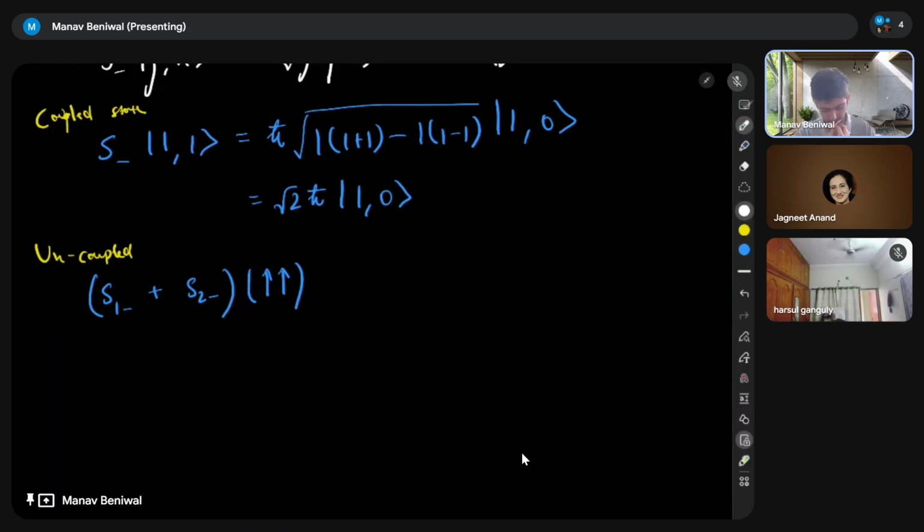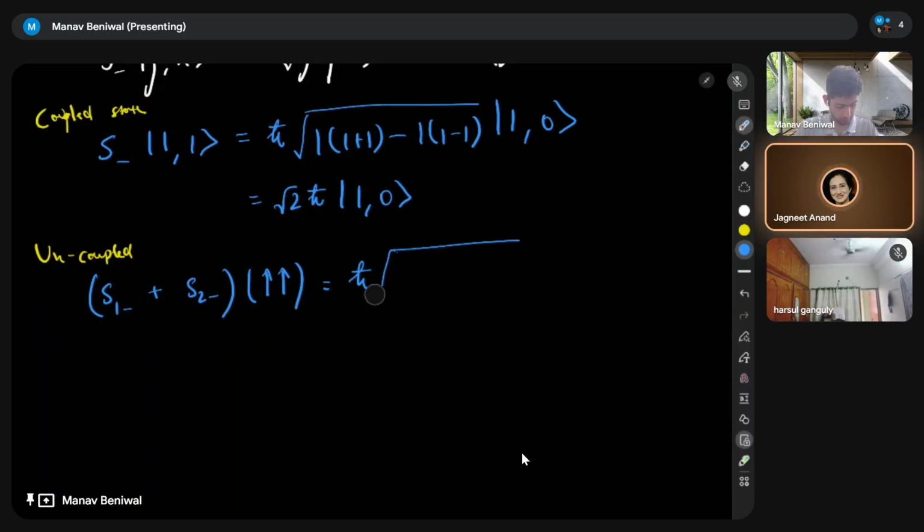So what will I have? This will give me h cut under root. Okay, so S1 minus will operate on the first arrow and S2 minus will operate on the second arrow. Is it like that? Yes.